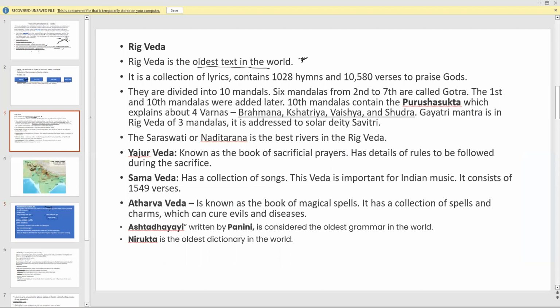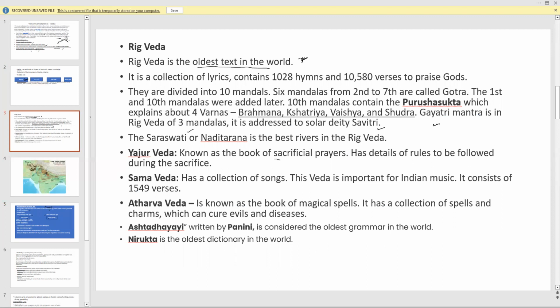It describes the Purusha Shakti and the four varnas. The Gayatri Mantra is also in this Rig Veda, and they also worshipped Savitri. And the rivers Ganga, Yamuna, Saraswati, Godavari. So we can say that the Rig Veda is the oldest, consisting of different collections of lyrics that praise the god.